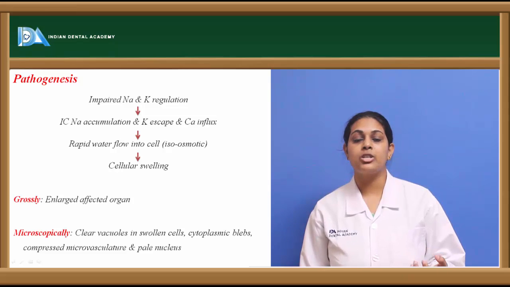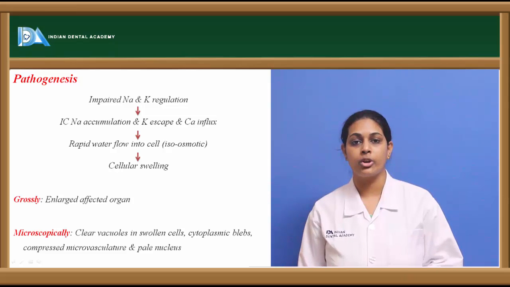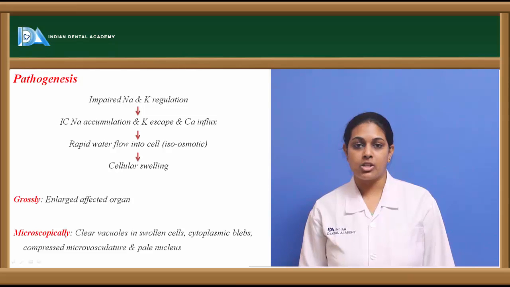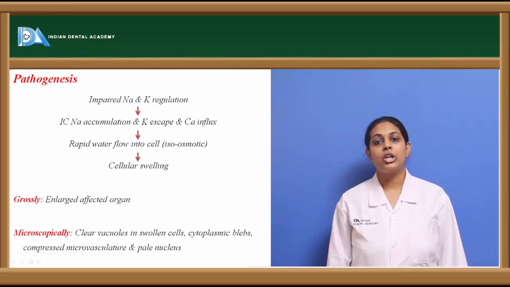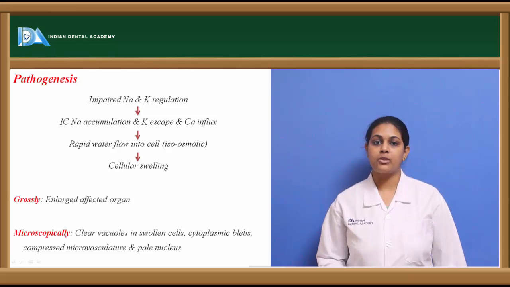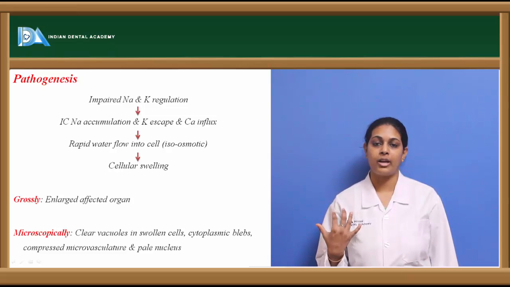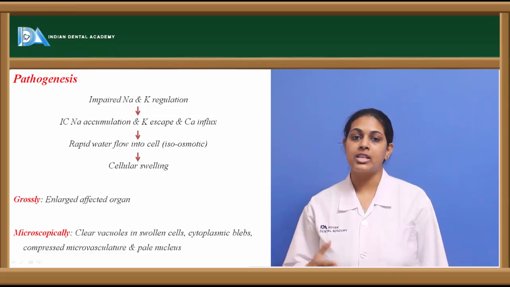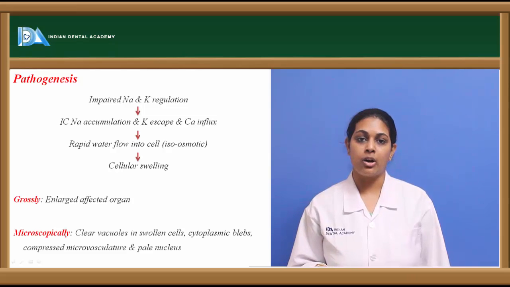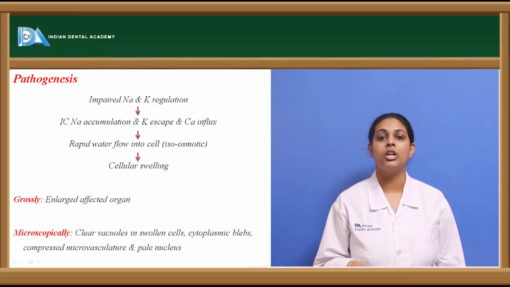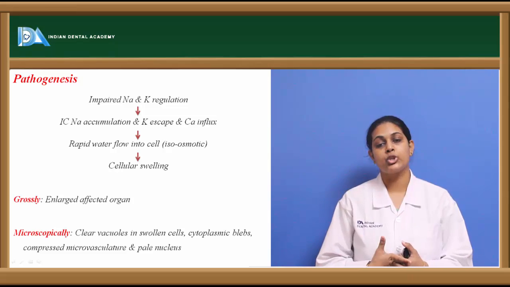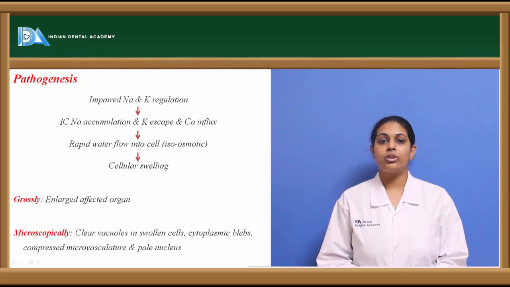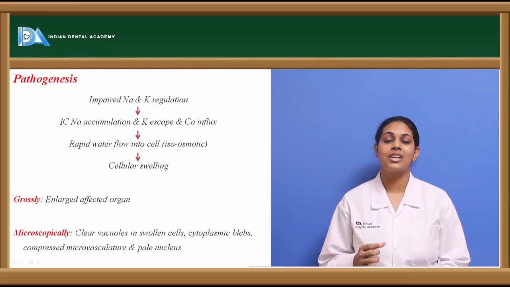And grossly it depends on the affected organ. It shows usually enlargement, and microscopically we can appreciate the presence of clear vacuoles in the swollen cells, and other than that we also find extracellular protrusion of the cytoplasm and cell organelles, and this is known as cytoplasmic blebs. And because of the increased pressure exerted by the fluid accumulated within the cell, this might compress the vasculature, that is, the microvasculature appears compressed.